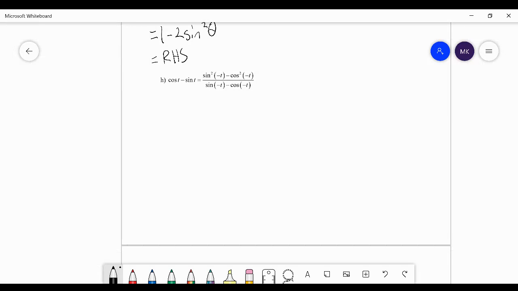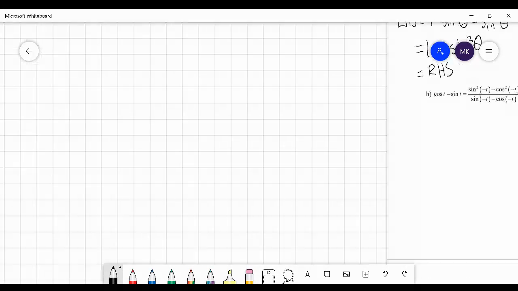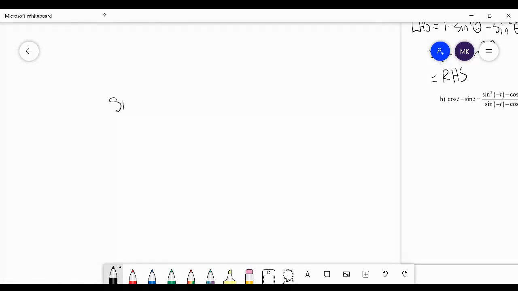Cosine t minus sine t is equal to sine squared of negative t minus cosine squared of negative t, all divided by sine of negative t minus cosine of negative t. I bet you can figure out which side we should start with, right? We always want to start with the side we can do more with. Now, before we do that, I want to do a little exercise with you. If I have sine squared of negative t, written like this, it's not very obvious, but one thing I can do is rewrite this as sine of negative t squared.